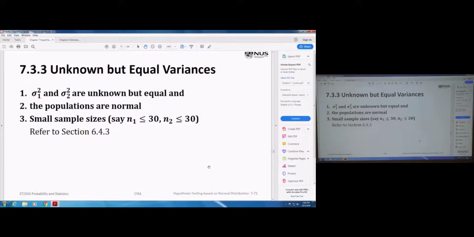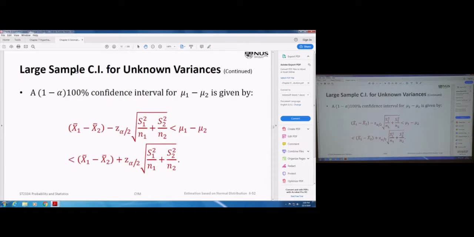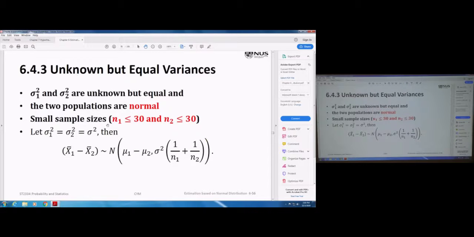Okay, so the next scenario, so we're cycling through all our confidence intervals, and this is the next one. Here we have a pair of random samples, independent identically distributed samples. We don't know the variances, but we're assuming that they're equal. And the sample sizes are relatively small. And we refer to section 6.4.3, which is, if we can find it, this one, right? So this is the same setup. Sigma 1 squared, sigma 2 squared are equal. Two populations are normal, but the sample sizes are small, okay?